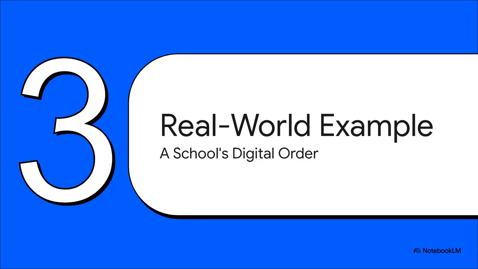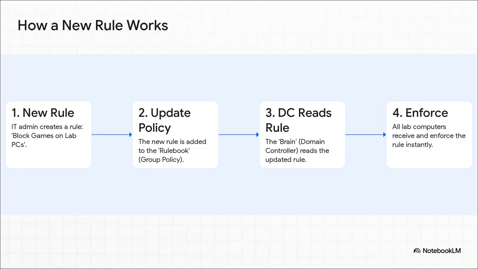All right, theory's great, but let's see how this brain and rulebook actually work together in a real-world place we all get, a school computer lab. So check this out. Step 1. The IT admin at the school notices kids are playing way too many games, so she creates a new rule: block games on lab PCs. Simple enough. Step 2. She adds that rule to the rulebook, the group policy.